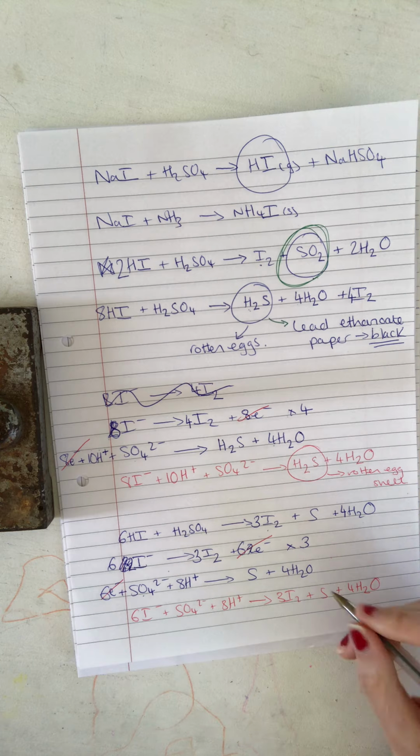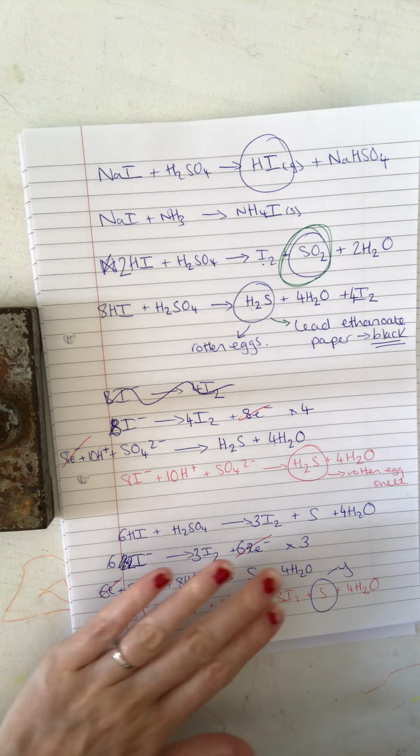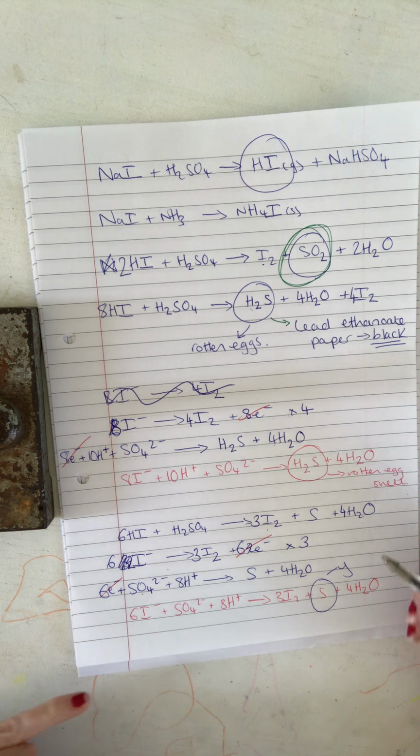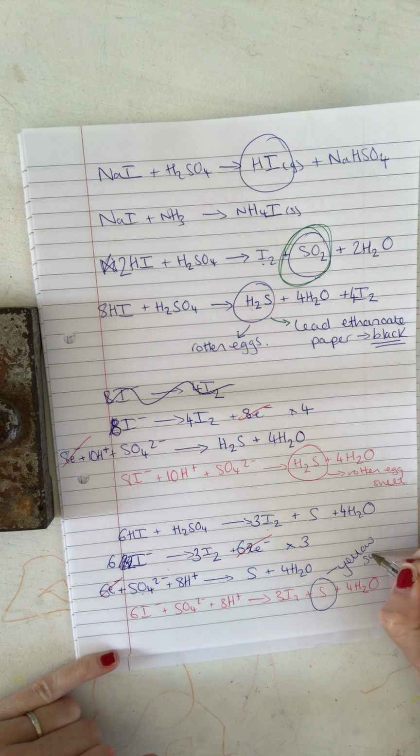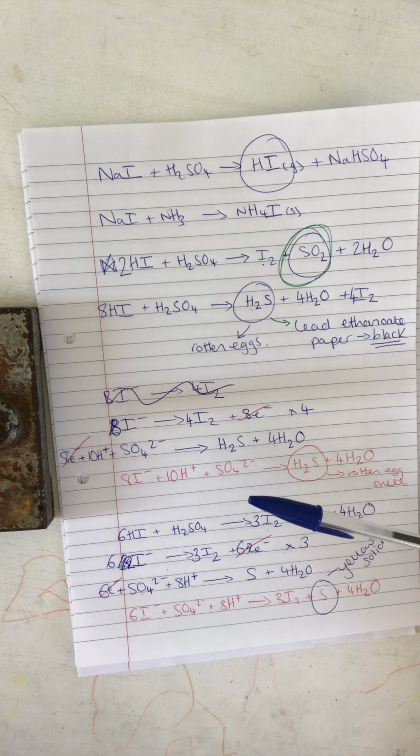And that sulphur, can you see that? Yeah, is a yellow solid. So that's the overall equations, that's how to do the half equations, that's how to combine the half equations, and that's the observations that you would see for each of those reactions.